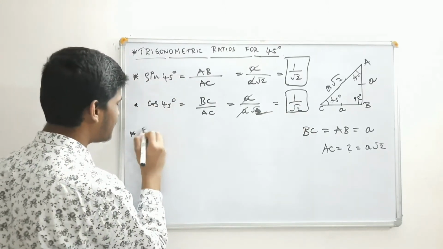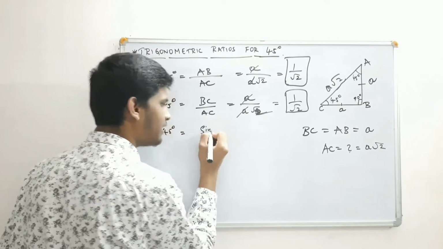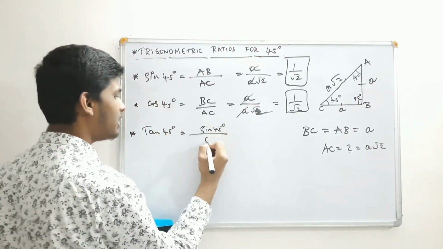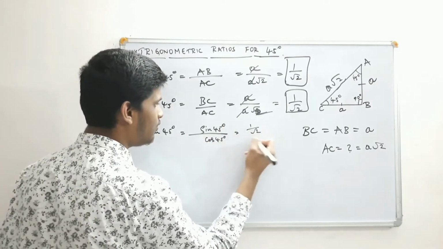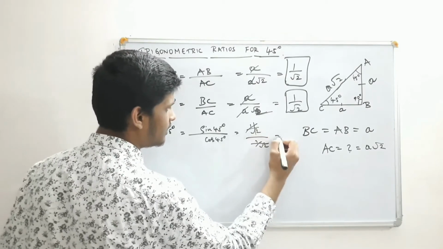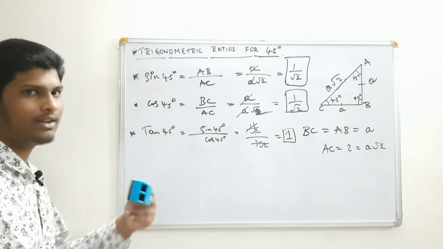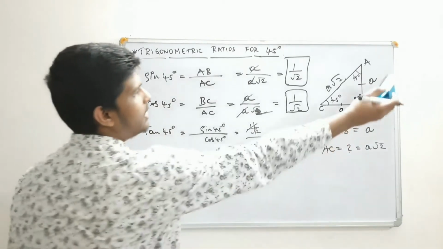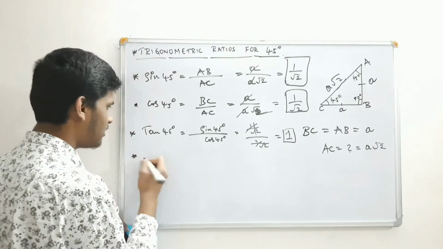So if you come to tan 45 degree, tan 45 degree is sine 45 degree by cos 45 degree. This is 1 by root 2 divided by 1 by root 2. Both are same, gets cancelled. So we get 1. Tan 45 degree is 1. Or you can find it by taking the actual lengths: A by A, gets cancelled, and we remain with 1.